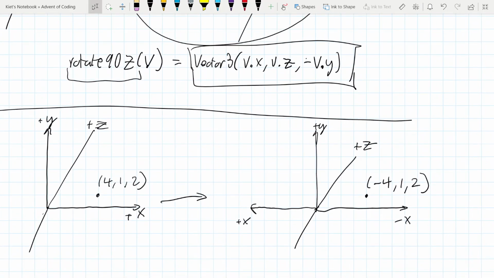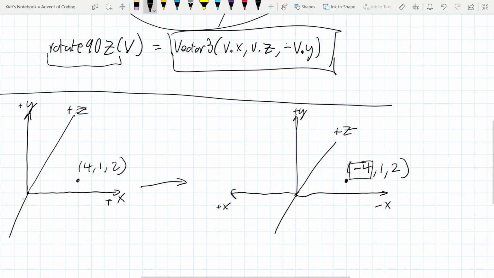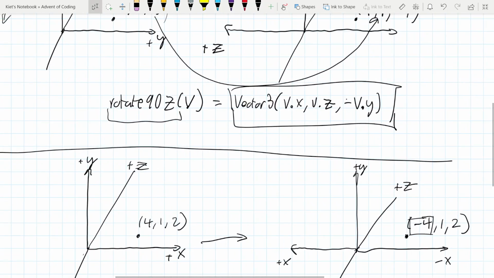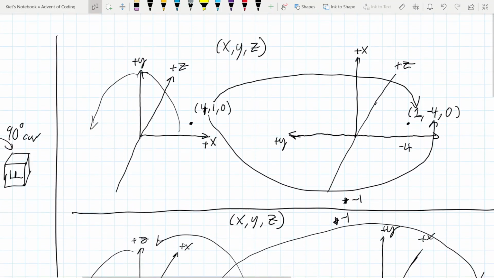So the y stays the same because we haven't shifted the y at all. The z stays the same. The only thing that changes is this x value here because we flipped the axes. So now the new value must be at this point, in the negative x direction. All right, and that's basically all that you need to know for the orientation stuff.